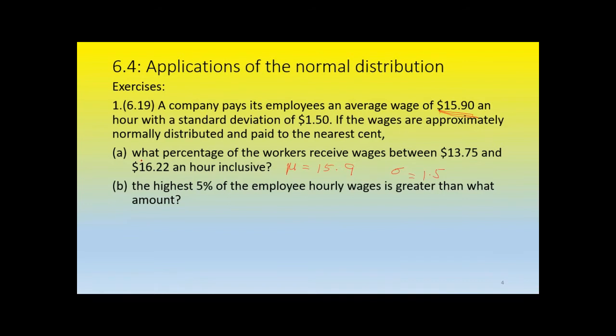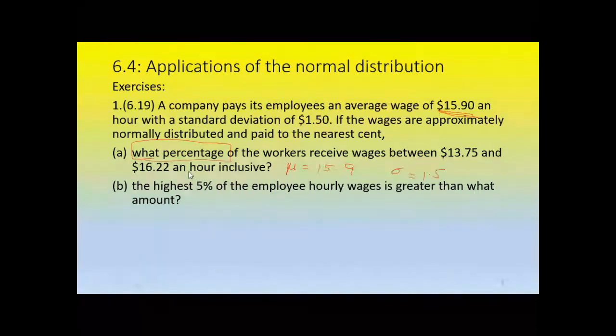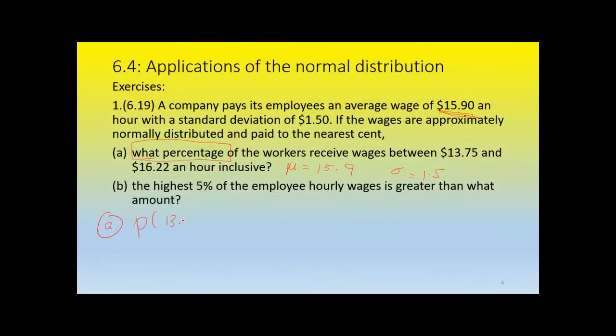Now what is question A? What percentage? Find the probability and multiply by 100. That is percentage, isn't it? Percentage is a different version of probability here. What percentage of workers are between? So the question is: probability that X lies between 13.75 and 16.22. This is the question.